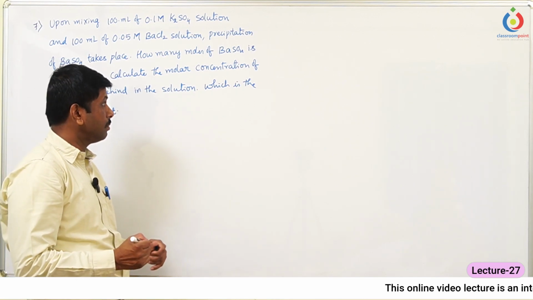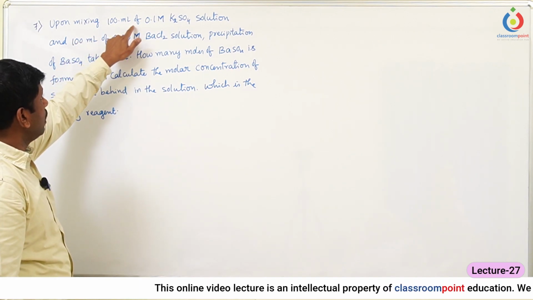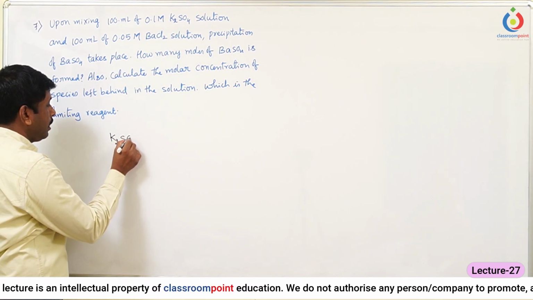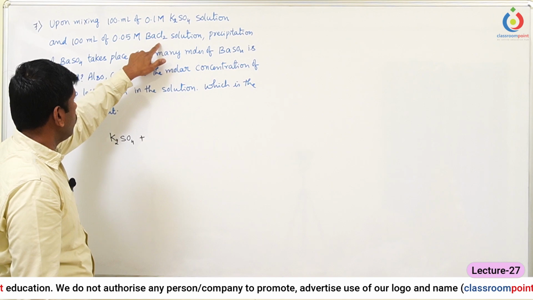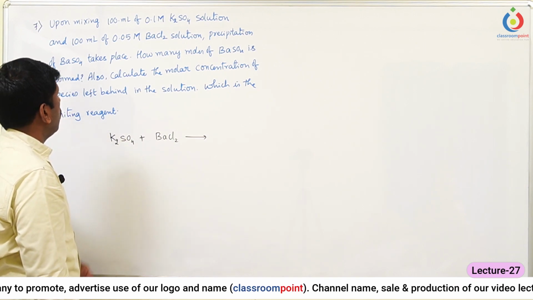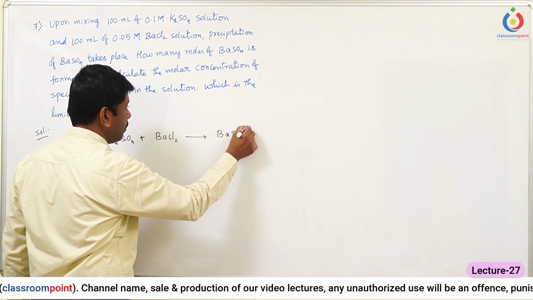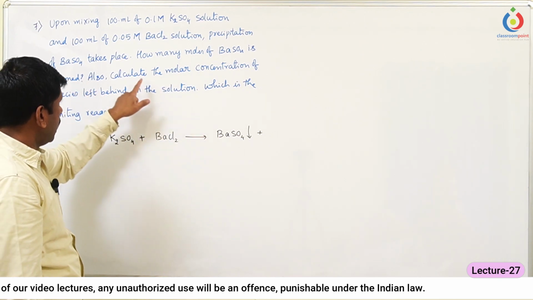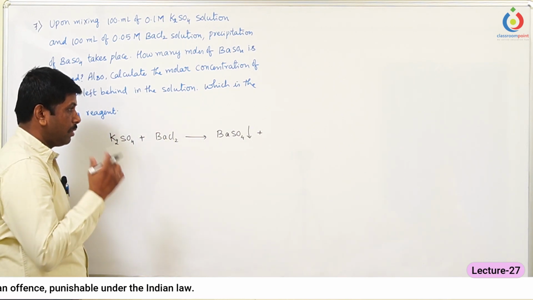So let us see this question now. Upon mixing 100 ml of 0.1 M potassium sulfate with 100 ml of 0.5 M barium chloride, a precipitation of barium sulfate takes place. So BaSO4 precipitate is formed. How many moles of barium sulfate are formed? Calculate the molar concentration of the species left behind in the solution, and which is the limiting reagent. So many calculations are there.